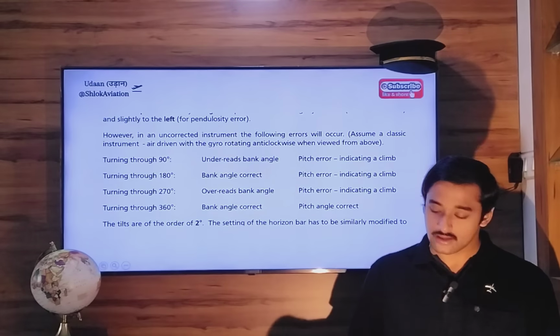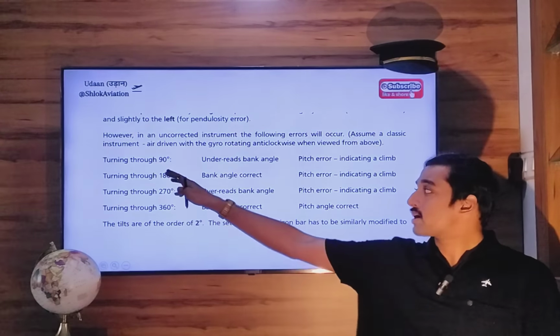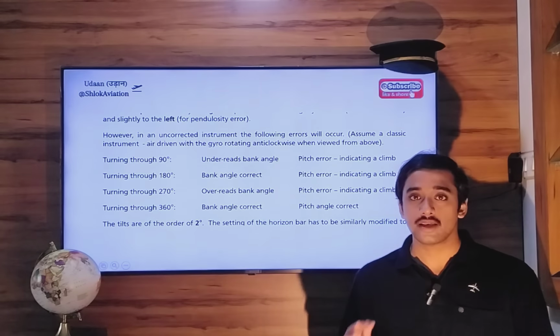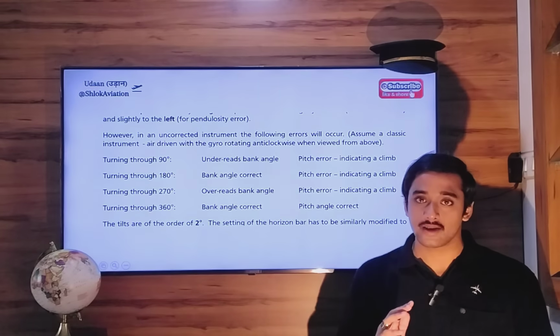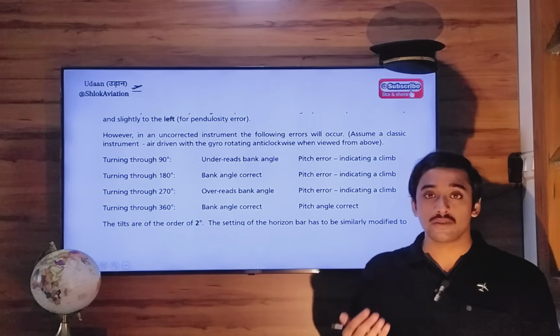So here they have given, if you make a 90-degree turn, your artificial horizon underreads the bank angle. So let's say you're making a left hand 90-degree turn at a bank angle of 20 degrees. After the completion of the turn, your artificial horizon will underread the bank angle. Underreading the bank angle means it will show information of bank angle which is less than expected. So if you are making a 20-degree bank angle, the information provided to you will be less than 20 degrees, 15 degrees, 18 degrees, something like that. So it underreads bank angle. As for pitch attitude, the pitch error indicates a climb.